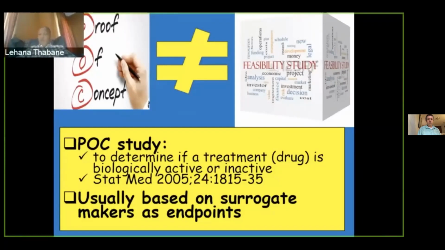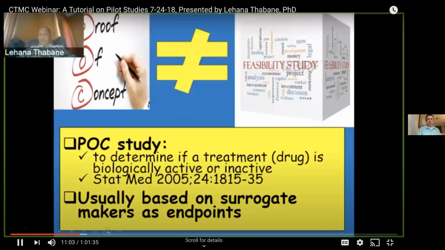Now, you could show that the concept works, but that doesn't necessarily mean that the main study addressing protection of cardiovascular death would actually be feasible. And typically, such studies would tend to require a lot of patients. So proving a concept is not the same thing as proving that a study is feasible.